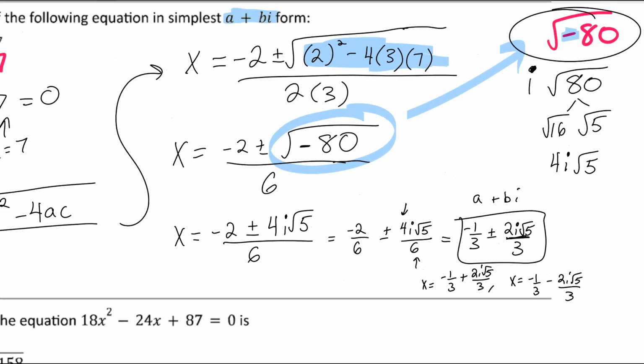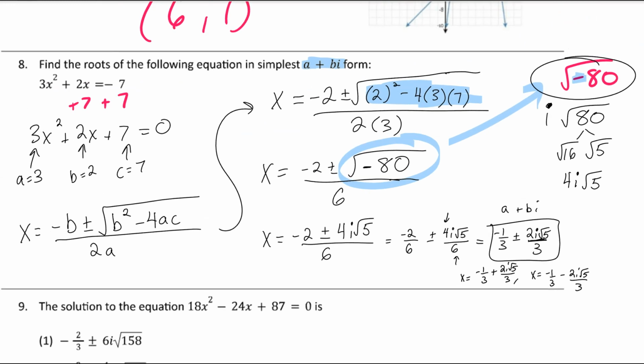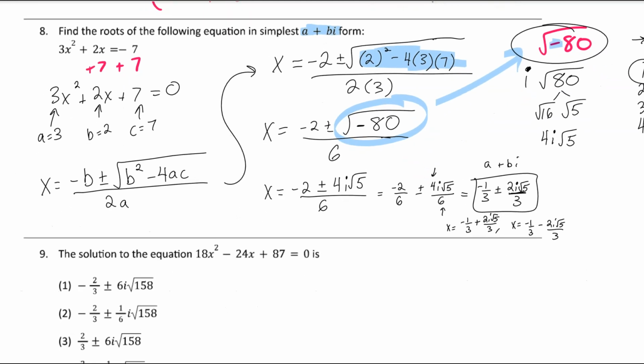So these quadratic formula problems are kind of like what you saw in Algebra 1, just the simplifying of the radical could look a little bit different if there's a negative under the radical. Even though I'm not going to do it, number 9 is the same exact scenario. Plug into the quadratic formula and simplify the radical as much as you can.